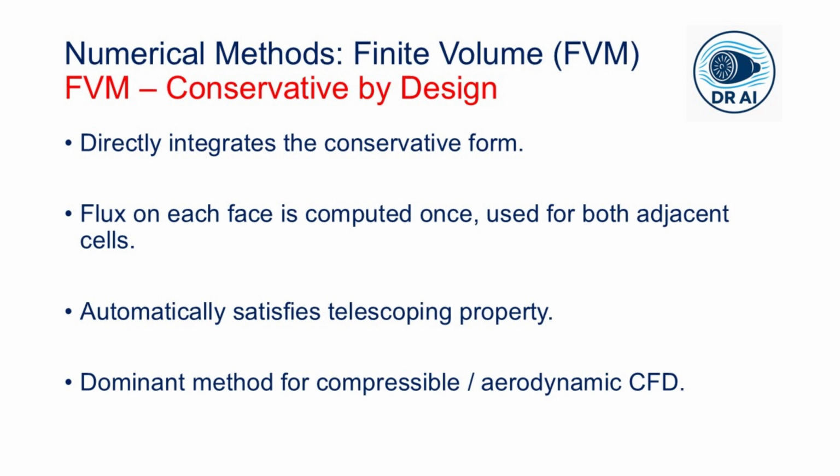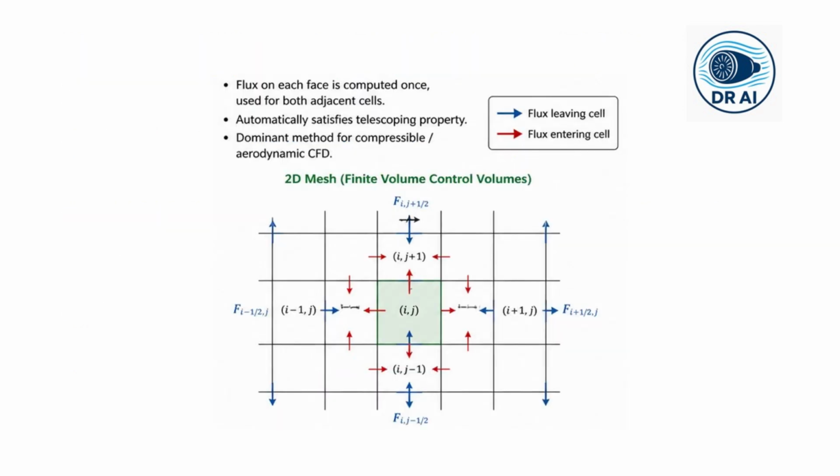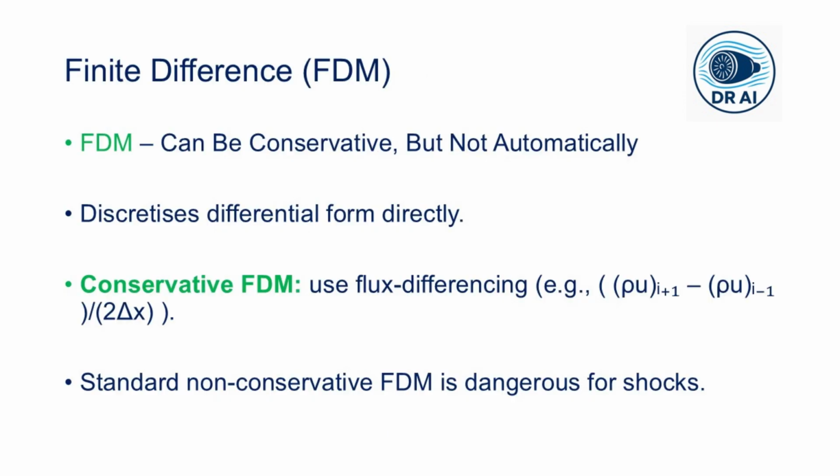You start by dividing the domain into control volumes. You integrate the conservative equation over each volume. The divergence becomes a surface integral of the flux. Then you approximate that flux on each face. Because of this, any finite volume scheme is automatically conservative, provided you use the same flux on both sides of each face. That is why the finite volume method dominates compressible flow CFD, turbomachinery, and aerodynamics.